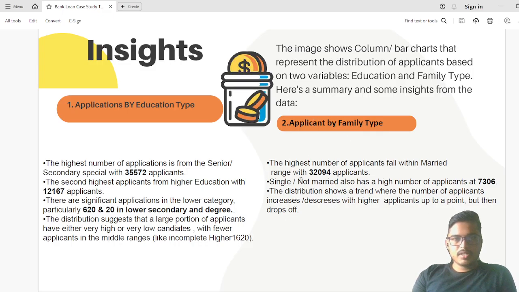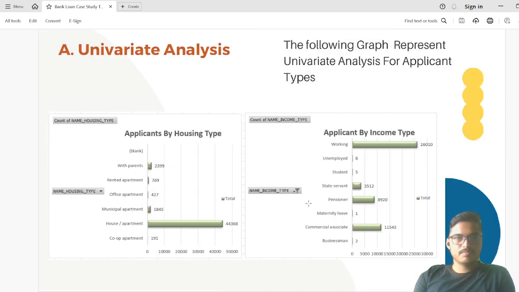For the applicants by family type, the highest number of applicants fall within the married range with 32,094 applicants. Single, not married, also has a high number of applicants, 306. The distribution shows a trend where the number of applicants increases up to a point, but then drops off.